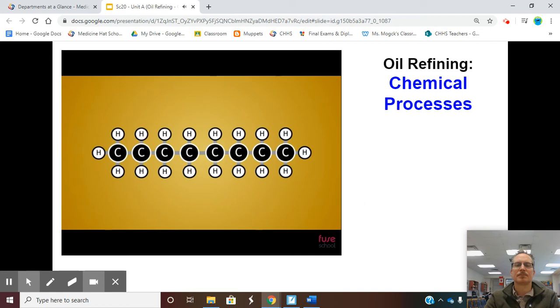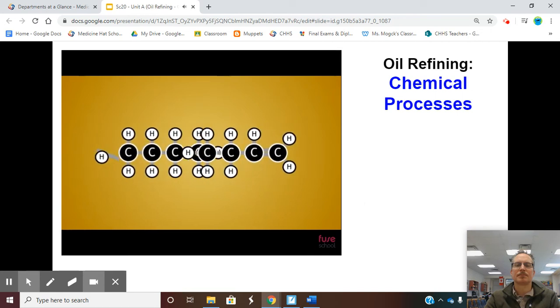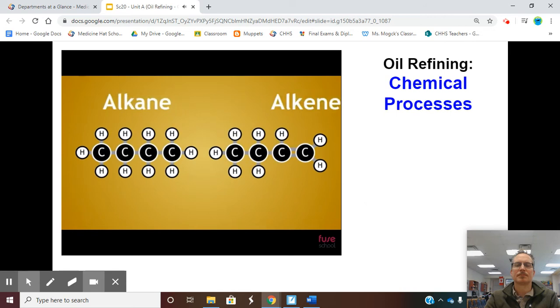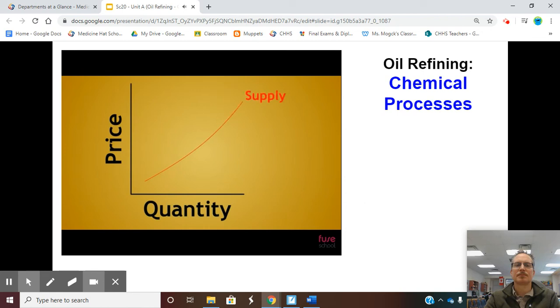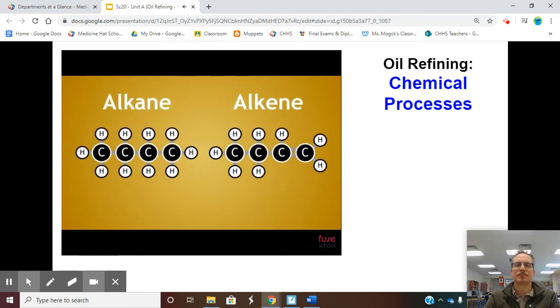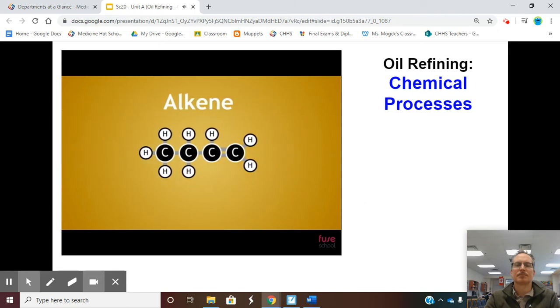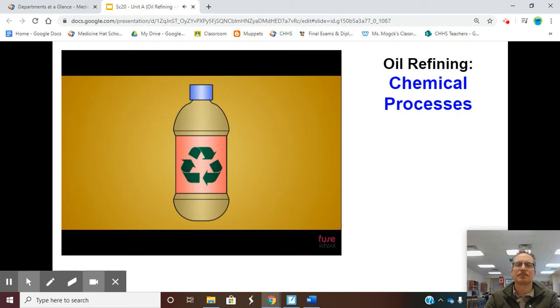The process of cracking breaks down long chain alkanes into a smaller alkane and alkene molecule. This allows the supply of short-chain hydrocarbons to meet the demand for them, as the longer-chain alkanes are broken down into shorter alkanes and an alkene. The alkenes are also useful as these can be used in the manufacture of plastics.